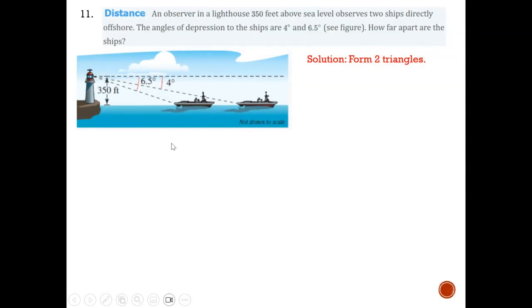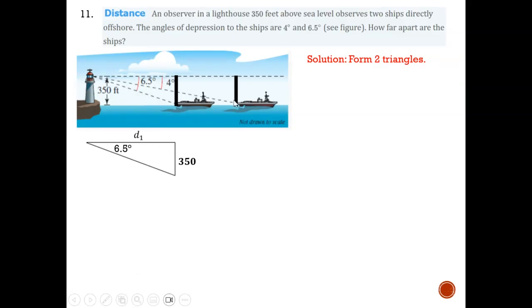So I need to form two triangles. The first triangle is going to be this one here. I'm going to take this triangle and put it here on the side. We know that this is 350, because it has 350, this has to be also 350. And we're looking for this distance here, which would be the same thing as this distance here. So the angle is going to be 6.5 degrees. And let's call this distance 1.